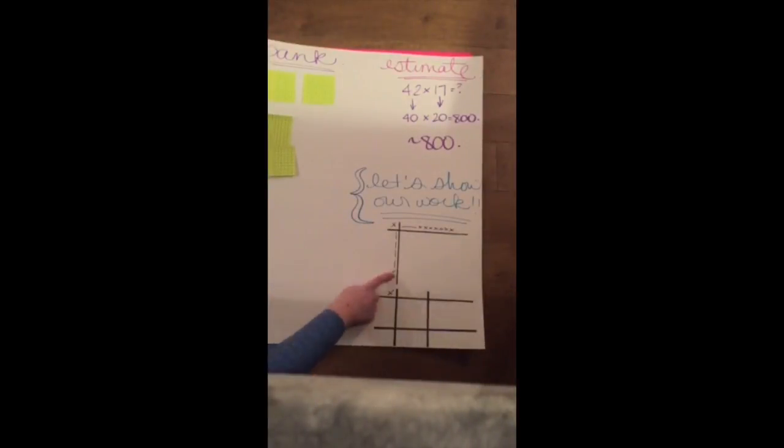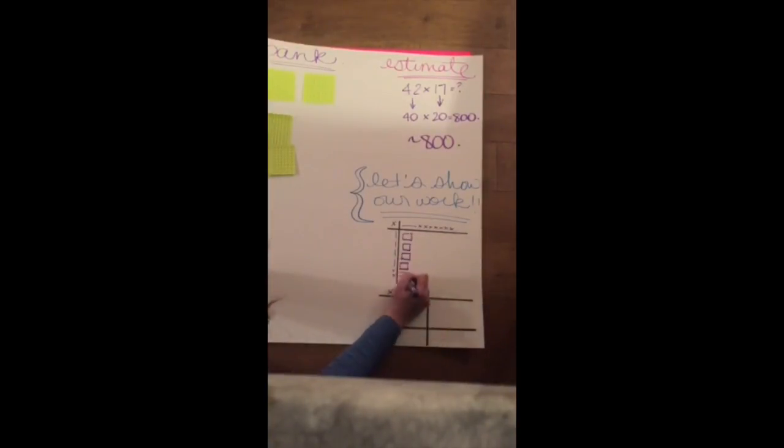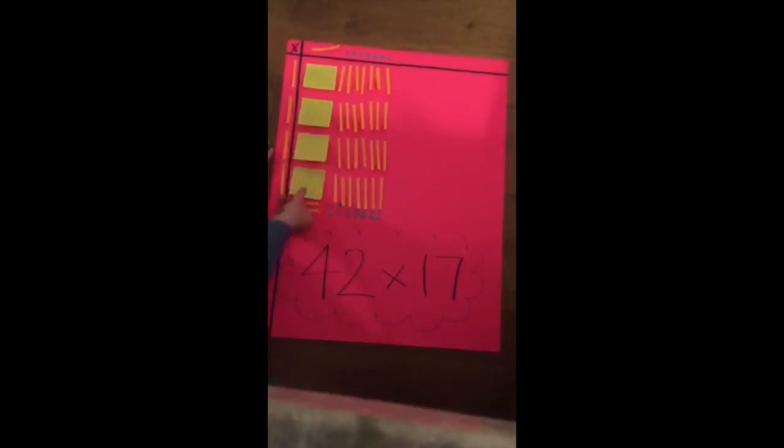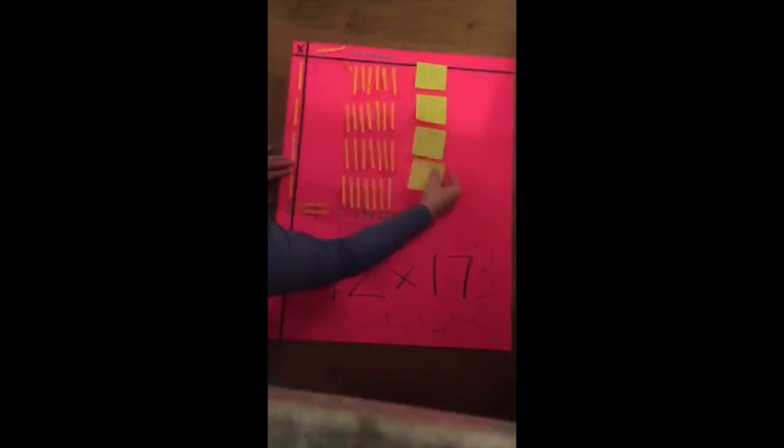As I do this, I will also create a written record of my work. Similarly to how I created a grid with the base 10 blocks, I will draw a grid and complete the rectangle by hand. The sum of the number of units in the rectangle will be the product of 42 times 17. So let's see how many units we have and do some trading.